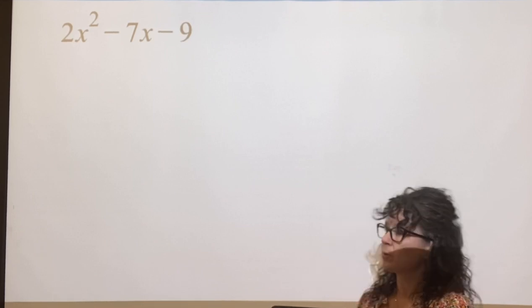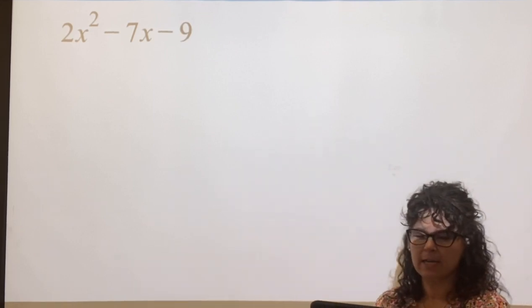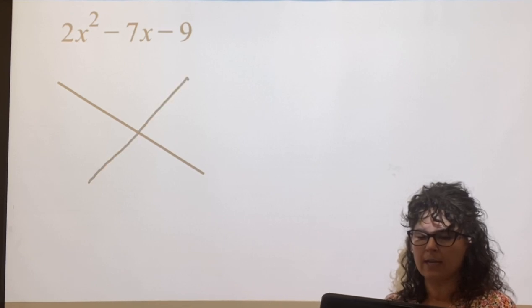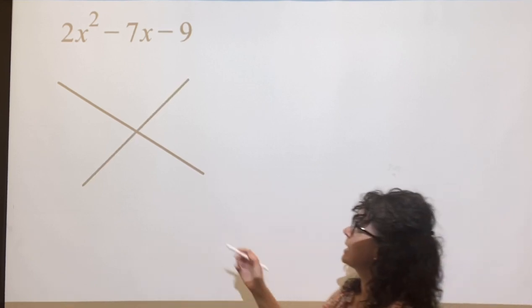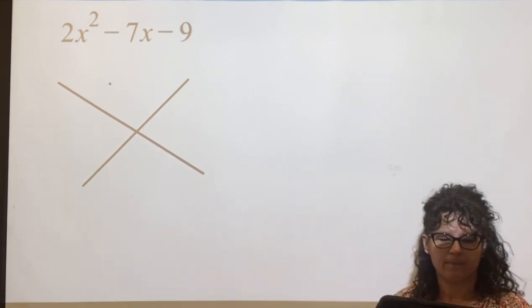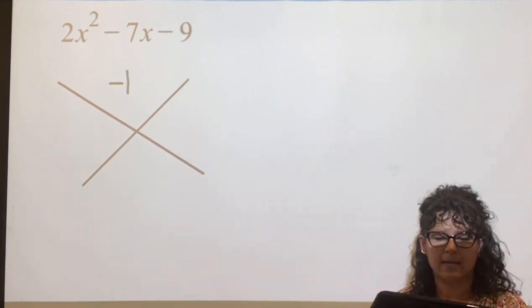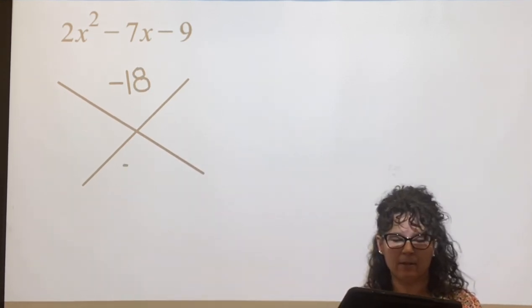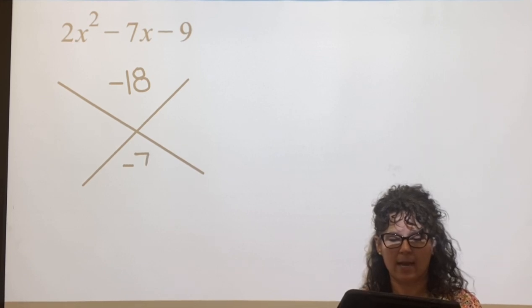So let's see this one here. First thing I'm going to do is grab the numbers on the outside and multiply them together. So 2 times -9 is -18. Bring the number in the middle, -7, straight down.